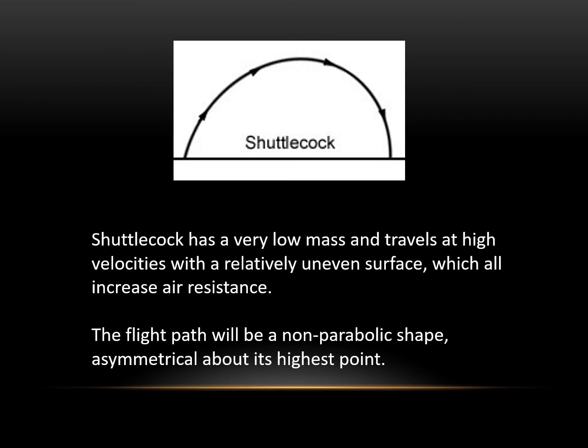Shuttlecock has a very low mass and travels at high velocities with a relatively uneven surface, which all increase air resistance. So remember, when it gets a high velocity, increases air resistance. Okay, air resistance is increased at high velocities. That's one of the factors that we learnt previously. The flight path will be non-parabolic in shape, asymmetrical about its highest point. Okay, because the air resistance is the dominant force.